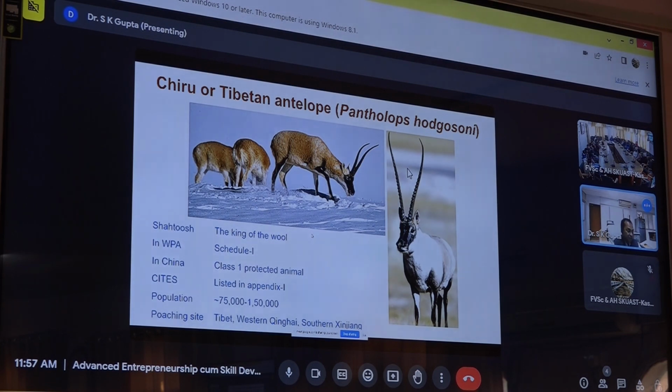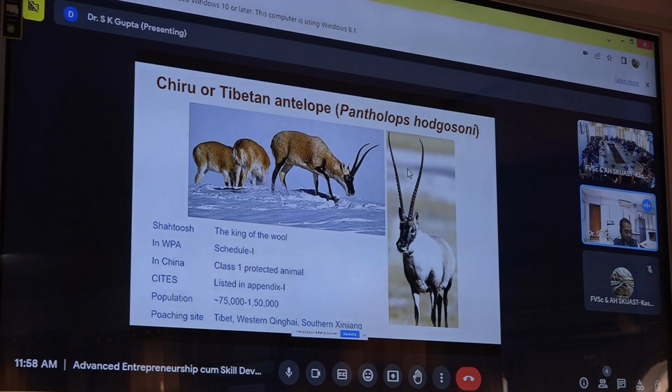Shahtoosh, the name itself indicates Shah, meaning king of wool, or wool made for the king. So it is a very elite category of wool. It is in Schedule 1 of our Act, and in China it is also protected as a Class 1 protected species, and in CITES it is in Appendix 1. So in all situations, all the countries and all the Acts prohibit its commercial use. Its global population was estimated between 75,000 and 150,000, and it is only a single population that occurs in the Tibetan plateau.